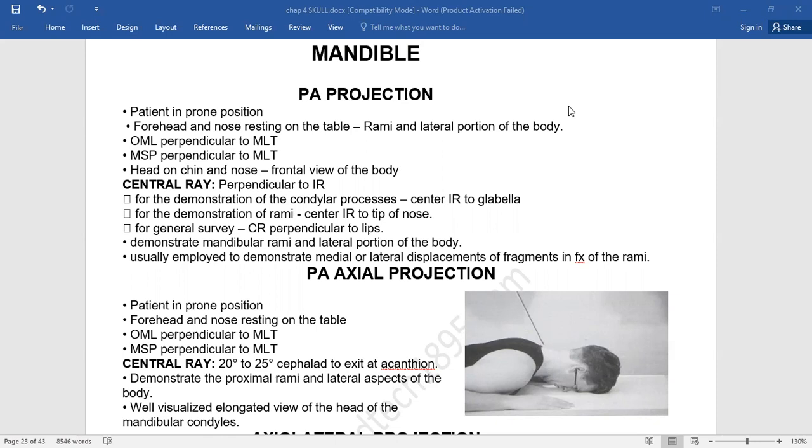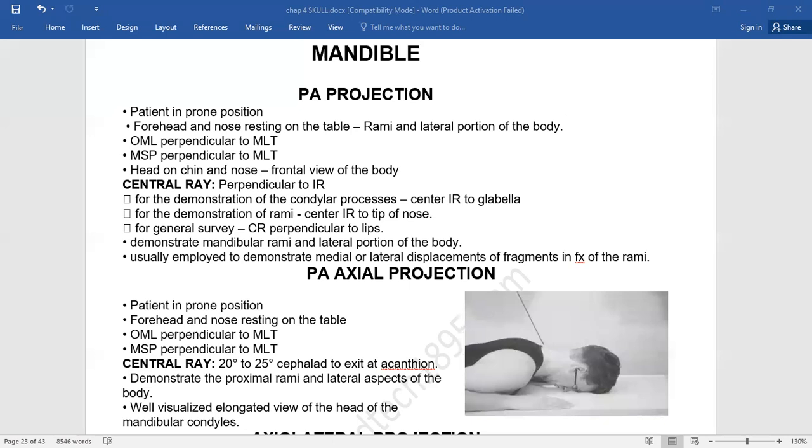To demonstrate the rami or the ramus, if singular, so the central ray is centered to the tip of the nose. For general survey, central ray is perpendicular sa lips, and this is done to perform, in general, the mandibular rami, the lateral portion of the body of the mandible. Usually, this is performed to demonstrate the medial or lateral displacements of fragments in fracture of the rami.